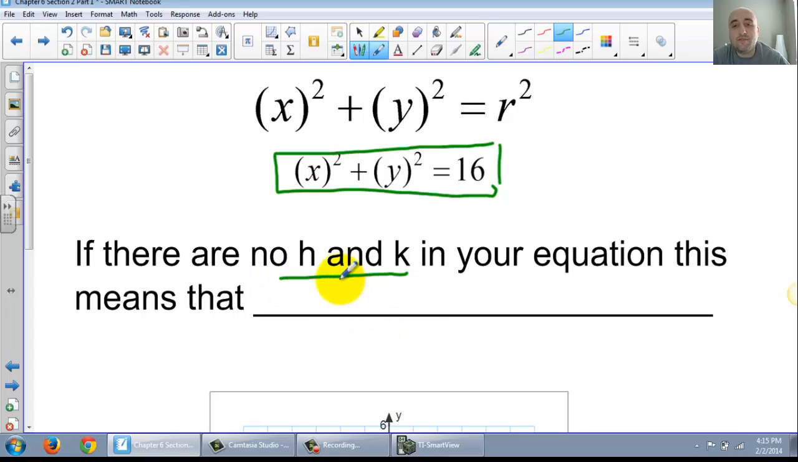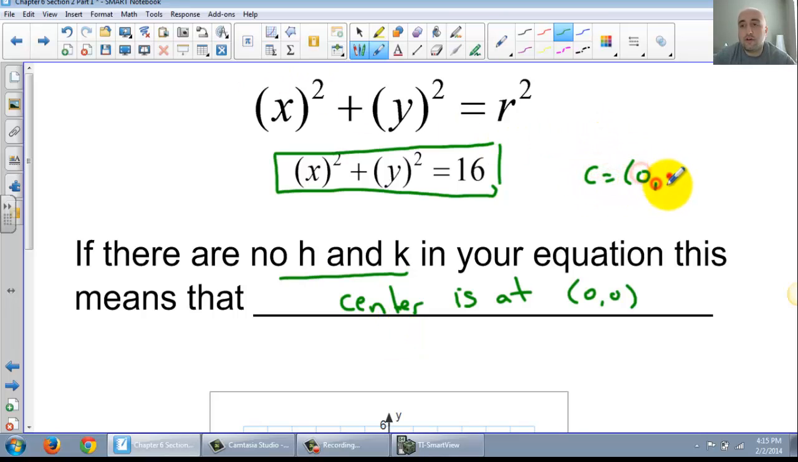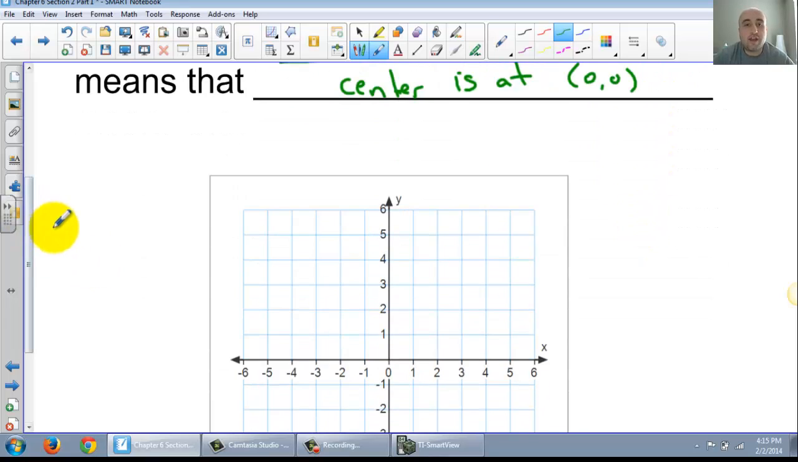Okay, so all this means is that your center is at 0, 0. So when there's no h and k, it just means that your center is at 0, 0. So that's actually kind of an easier problem. So for this particular example, if we know the center is 0, 0, we can also figure out the radius. Remember, r squared equals 16. So to get rid of the square, we take the square root. Square root of 16 is 4. Okay, so this one is going to have a center at 0, 0 and a radius equal to 4.